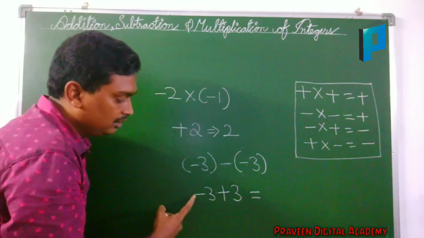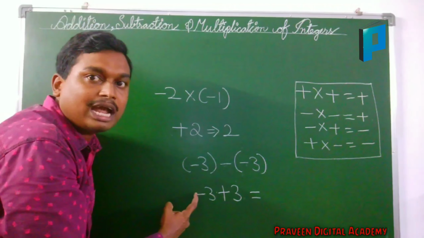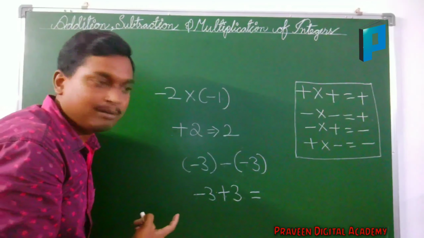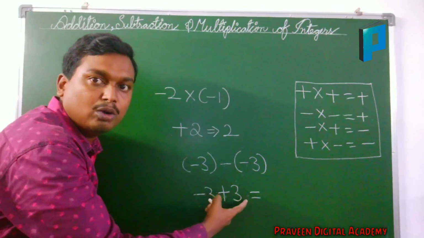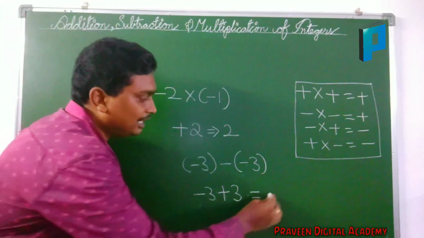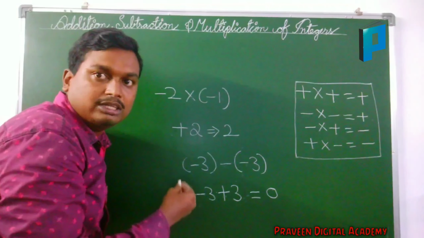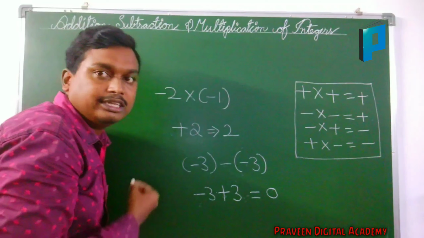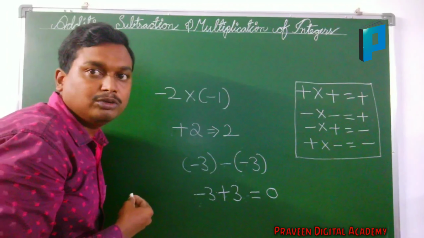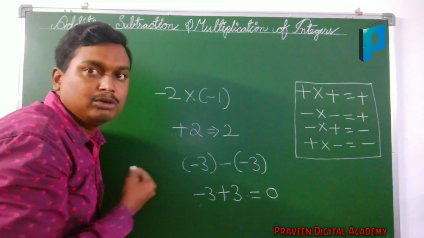Now look at here. Minus 3 plus 3. Whenever you are having one minus and one plus, what we will do? We will subtract the higher number and lower number. Here no higher number is there, no lower number is there. So you subtract 3 minus 3. What you will get here? 0. 0 will not have negative value, will not have positive value. Here 0 is unique. 0 is neither negative nor positive. 0 will not have positive sign, will not have negative sign.